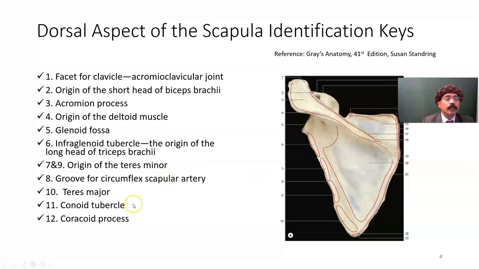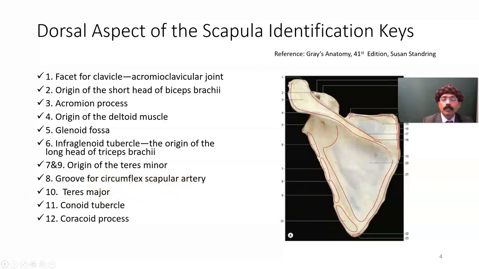Number 6 is the infraglenoid tubercle, the origin of the long head of the triceps brachii. Numbers 7 and 9 are the origin of the teres minor muscle. In between them there is a groove for the circumflex scapular artery.